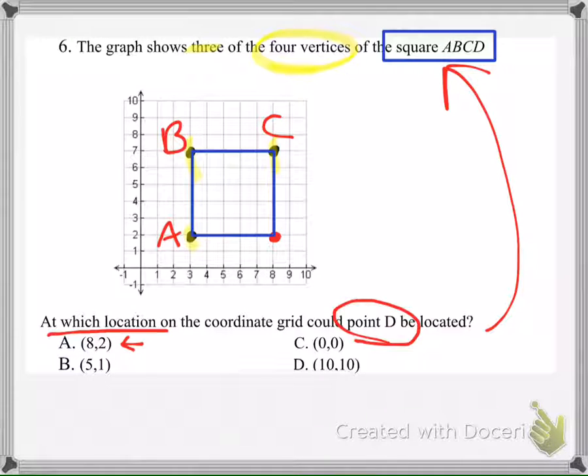And it looks like that's going to make a square because all the sides are 5 units long at that point, which is the definition of a square. So it looks like A is going to be my answer choice. Let's go through the other points to make sure that that's not the case.